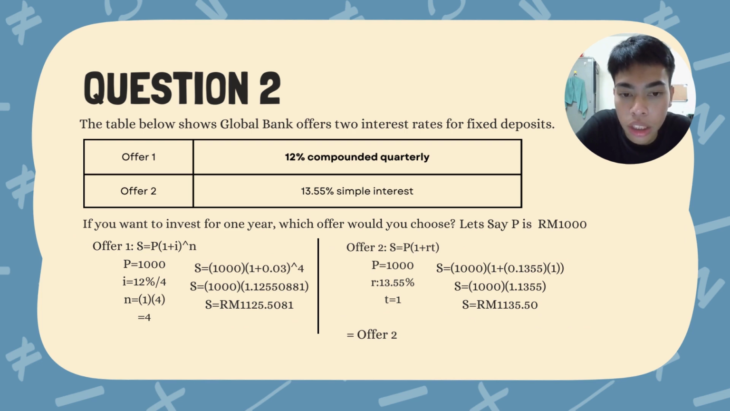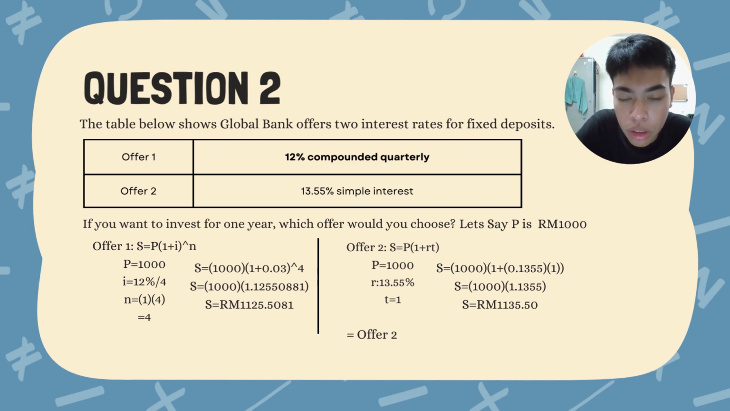Okay, so the solution is, let's say P is 1000. We're going to use the formula S equal to P open bracket 1 plus I close bracket to the power of N for offer 1. The P is 1000, the I is 12% per 4, the N is 4. So we're going to put all of those in the formula. We derive S equal to 1000 multiplied by open bracket 1 plus 0.03 close bracket to the power of 4. So we get S equals 1,125 ringgit 51 cents.